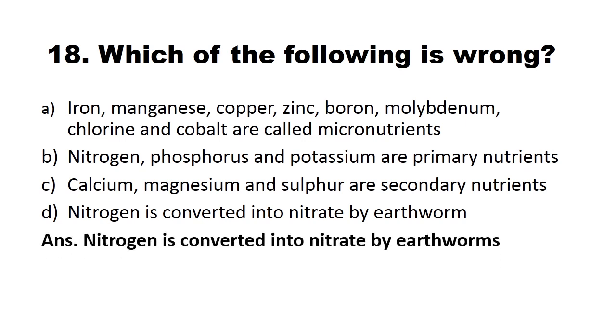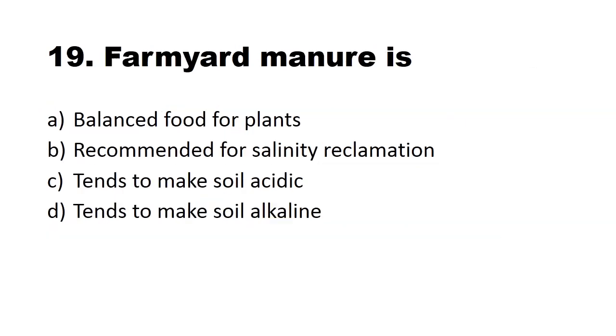Nitrogen is converted into nitrate by earthworm. This statement is wrong. We all know that NPK are primary nutrients, calcium, magnesium, sulfur are secondary nutrients, and iron, manganese, copper, zinc, boron, molybdenum, chlorine and cobalt are known as micronutrients.